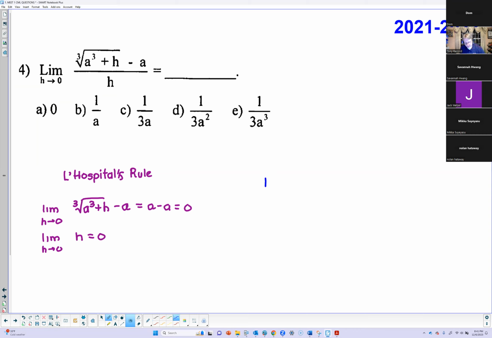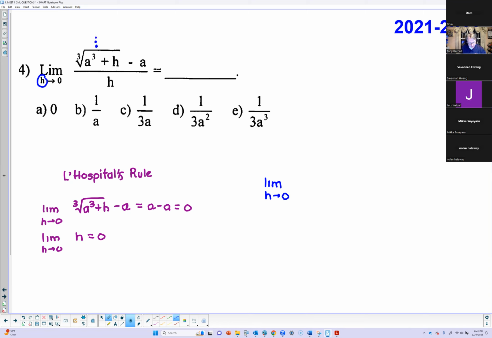Okay, what was L'Hopital's rule? L'Hopital's rule says that if you take the derivative of the top and divide it by the derivative of the bottom, you can then plug in your value. The question is, who is the variable in this problem? And I'll give you a hint. It's not x. Right? What's changing? Look at the limit. It's h, right? So when you take your derivative, you're going to do so with respect to h.